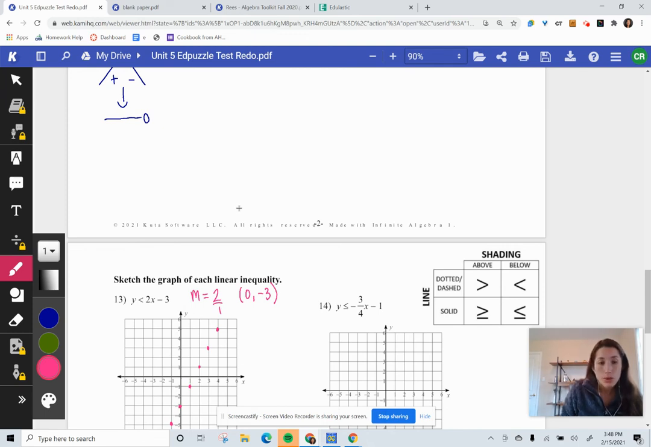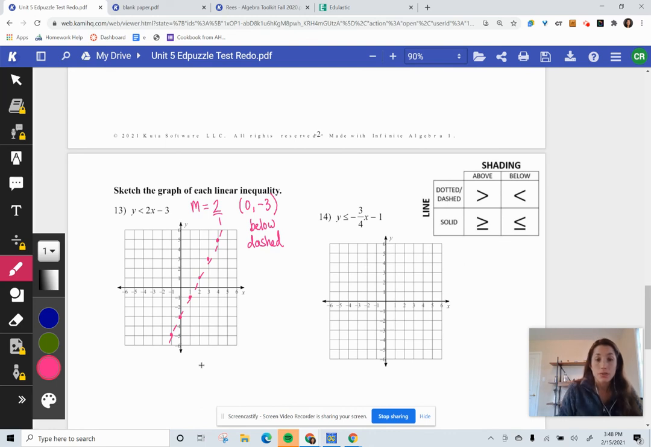Now the only difference here is I need to decide what type of shading and what type of line. So I look at this symbol here. This is a less than symbol. And I say, okay, this is my less than symbol, so it's below and it's a dashed line. So I'm going to say below and dashed for this. So I'm just going to create a dashed line. And then the shading for that is below. So I would pick any point that's on the line and then just go down from that point.